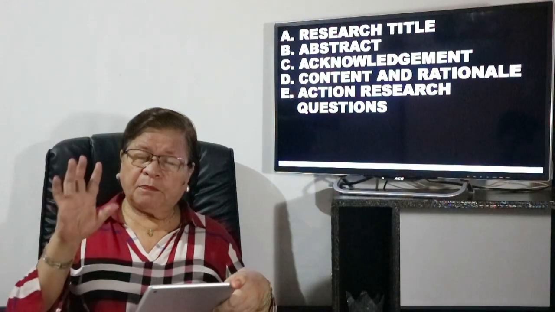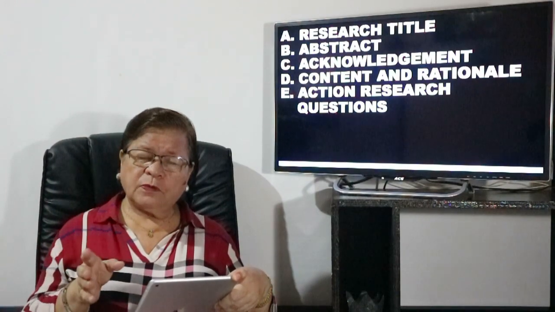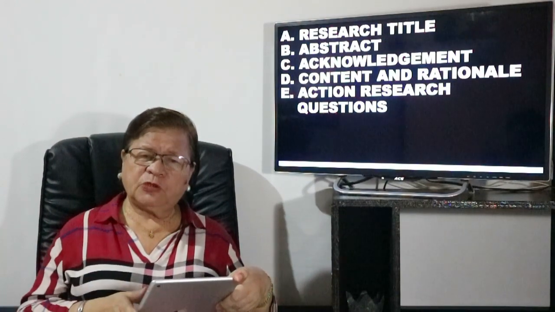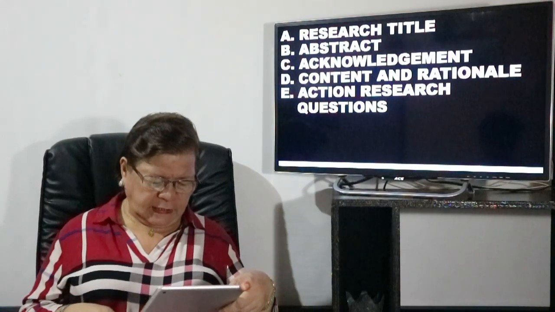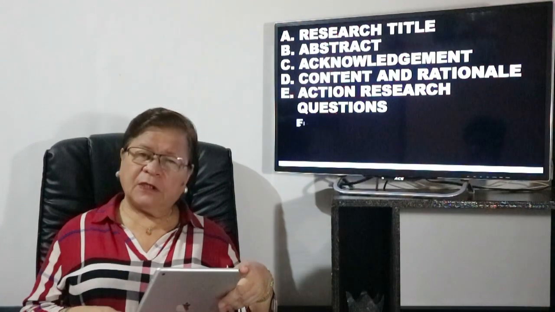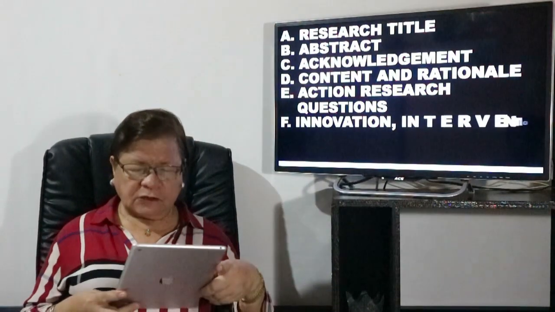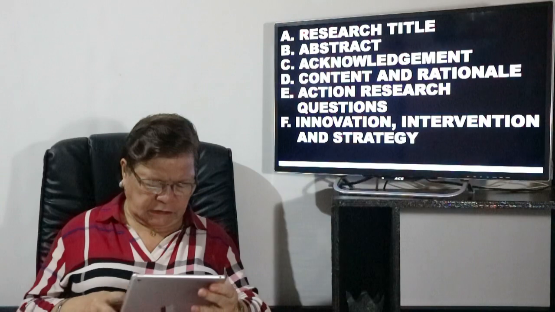The parts of the action research proposal that I mentioned in part 1 and part 2 will be included already. Then letter F is innovation, intervention, and strategy. Letter G is action research methods. And then the research design.